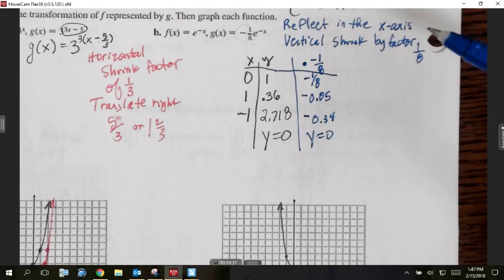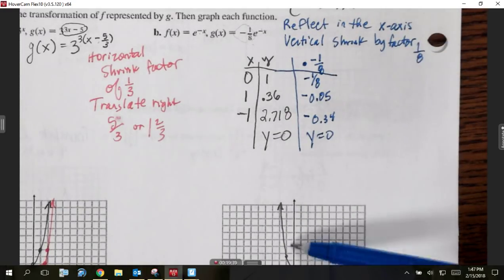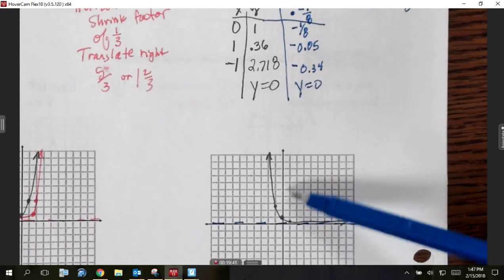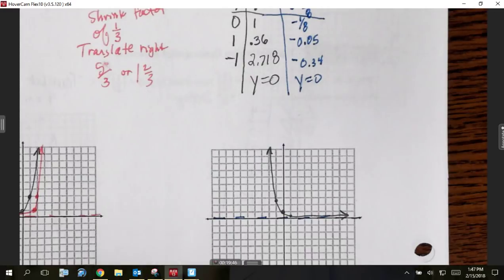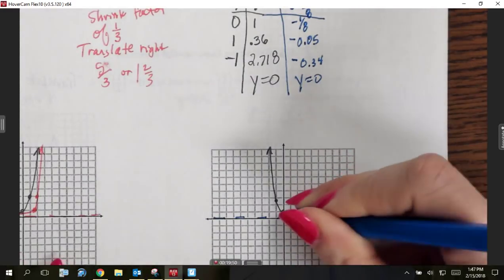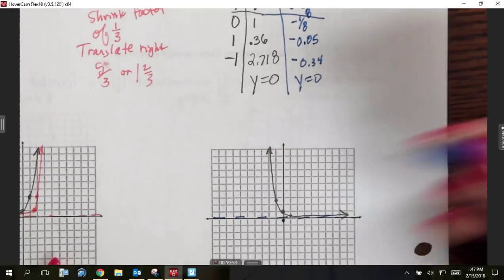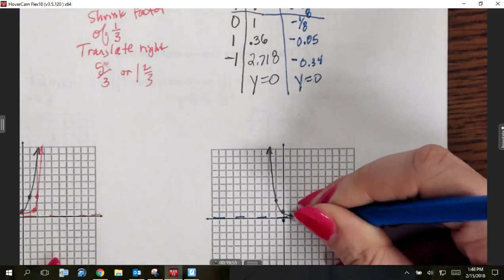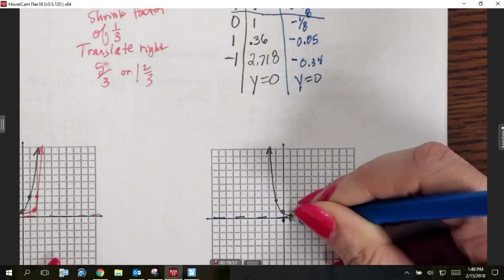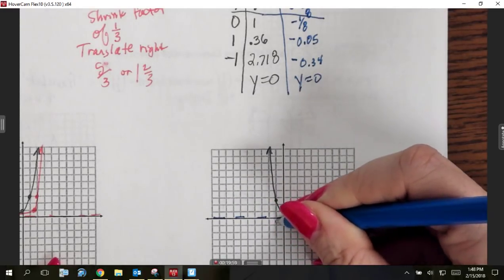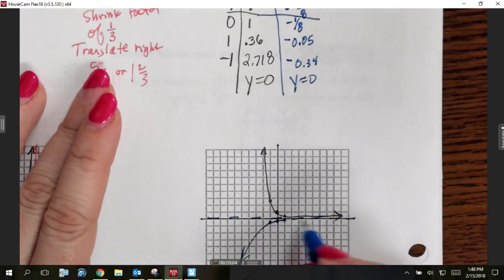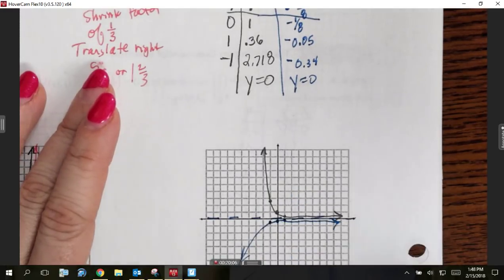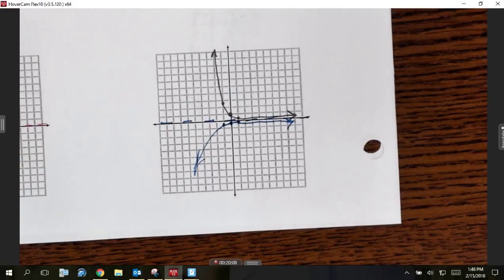But we know this is going to reflect over the x-axis. It's also going to have a vertical shrink, so it's not going to be as steep. So when you graph those, you'll see 0, negative 8, approximately. This is really hard to graph. Probably should have changed my scale, huh? It's just going to be flipped down and then be wider. That's all.